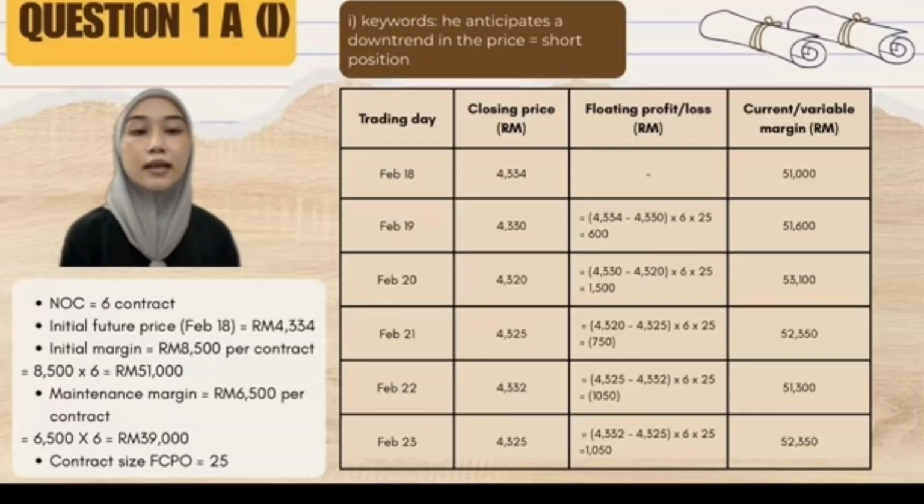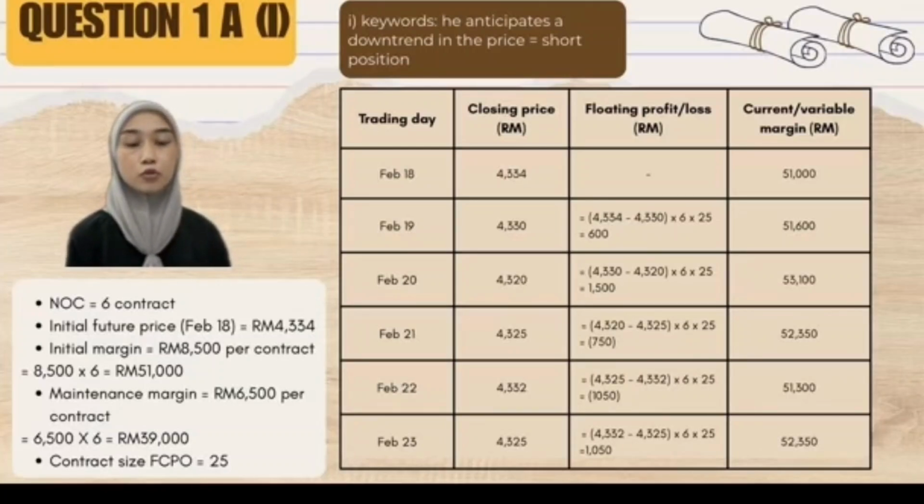Next, I calculate the daily variation gains and losses based on the changes in the futures closing prices. On 19 February, the futures price decreases from RM 4,334 to RM 4,330. Since Mr. Lee holds a short position, he records a variation gain of RM 600. On 20 February, the futures price decreases further to RM 4,320, resulting in another variation gain of RM 1,500. On 21 February, the futures price increases to RM 4,325, so he records a variation loss of RM 750.